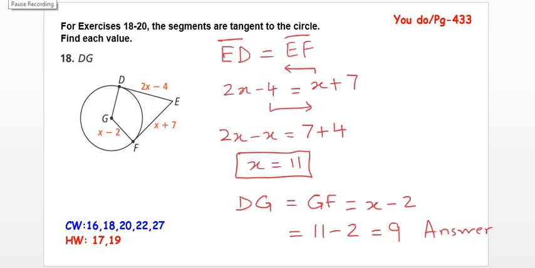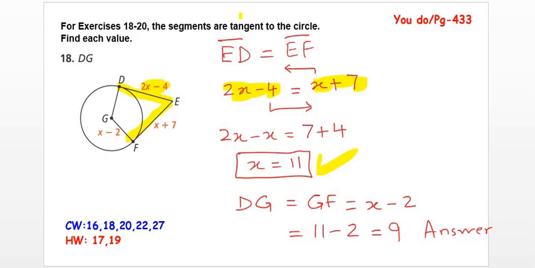Here are all the steps explained. So we know that this line segment ED and EF will be equal to each other. So we can say 2x minus 4 is equal to x plus 7, because the two segments are equal. So we can get the value of x from this equation. Move the x terms to one side and the constant terms to the other side, and we are getting the value of x equals 11.